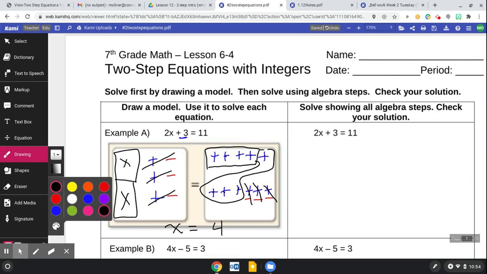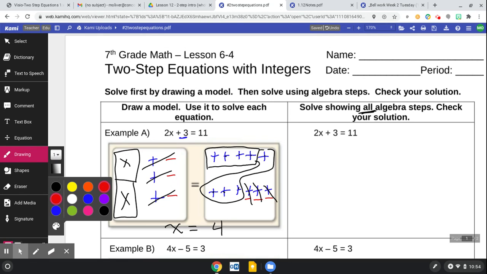So now we have to go on the other side and do the same problem and still show all of our steps. Now, it doesn't matter to me which way you do it, horizontal or vertical, whether it's under the equation or within the equation, as long as you're doing all your steps.